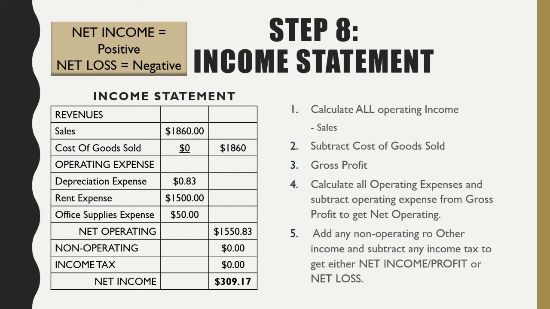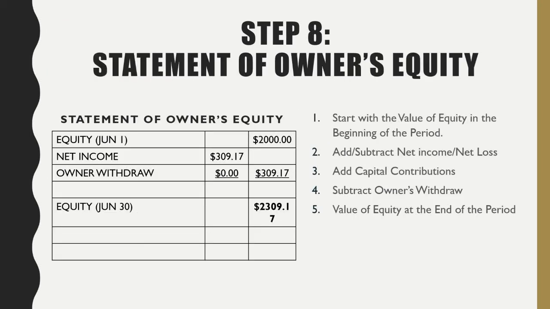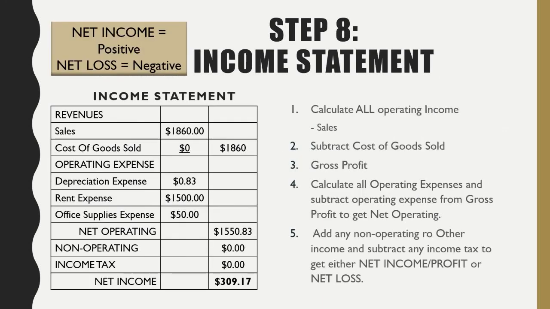Okay. Now, once we get this net income or net loss, now we must plug it in to our statement of equity. Okay, in this case, we have owner's equity, and we have two choices. Okay, especially when we actually gain a profit or income, right? If our net income is positive, that means we have two choices.